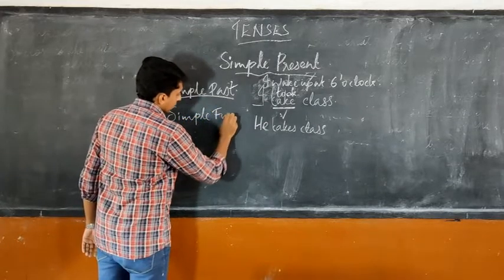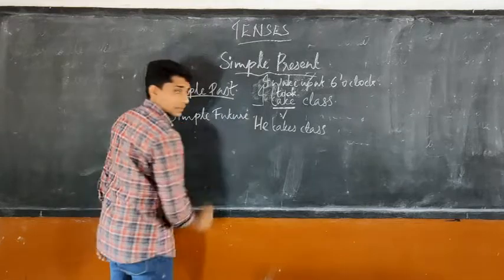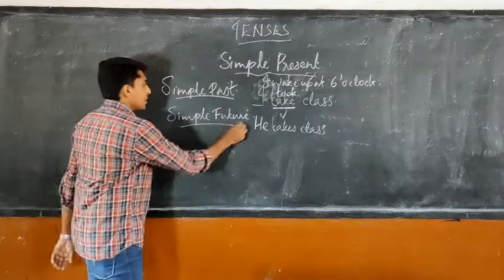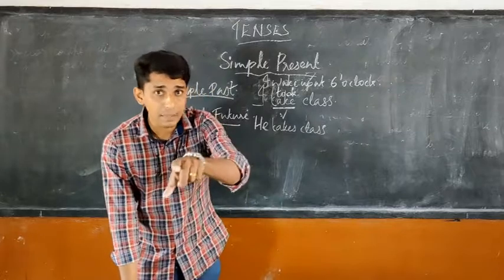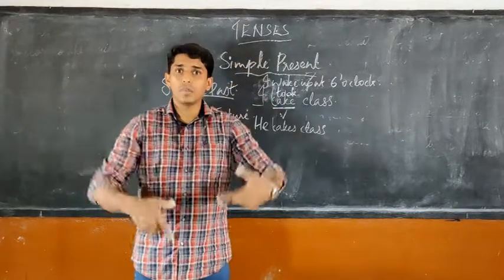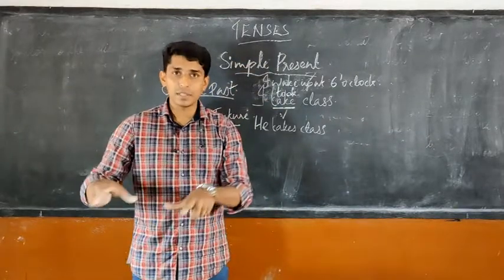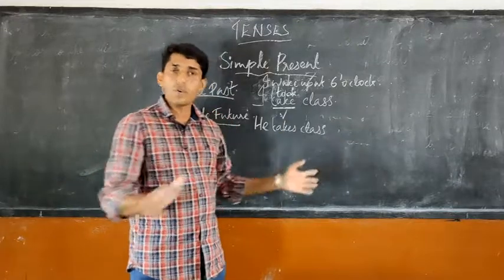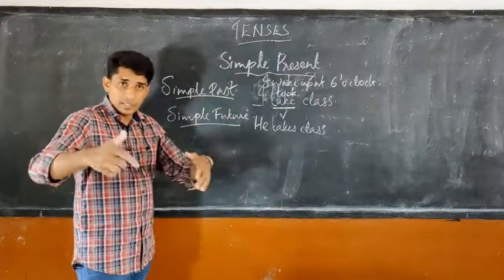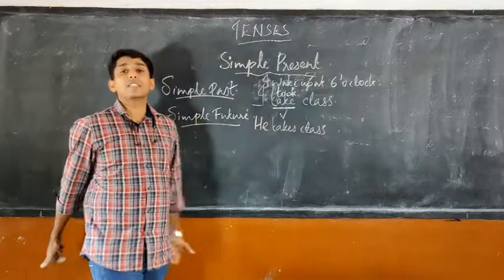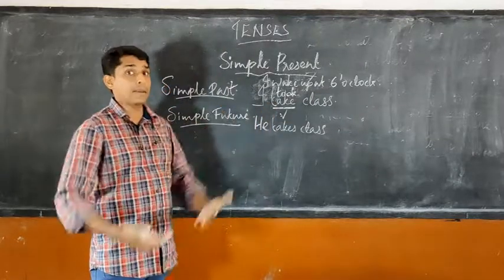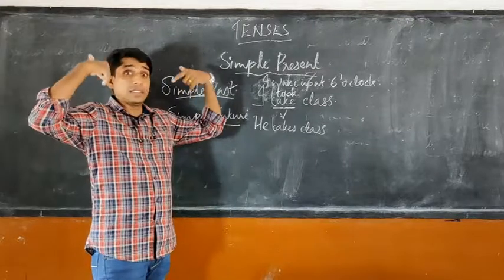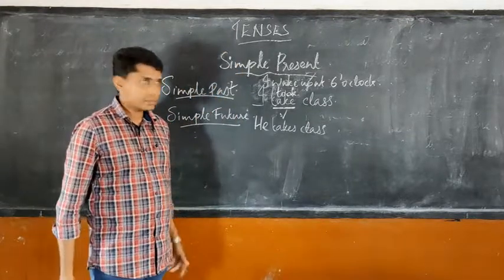simple future. And what will be that? Future tense means the time to come, isn't it? The time yet to come. Present time is present tense. Past time which is already over is past tense. The time which is arriving or coming is called future. Future is just to happen. So we will say so many things that can happen in future.